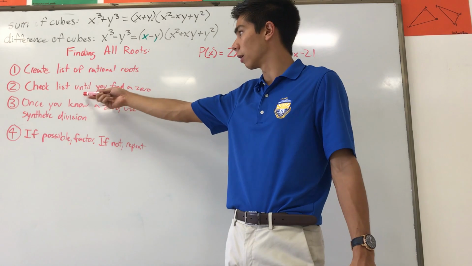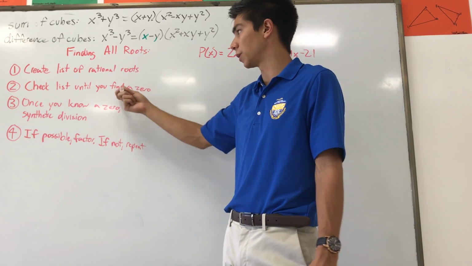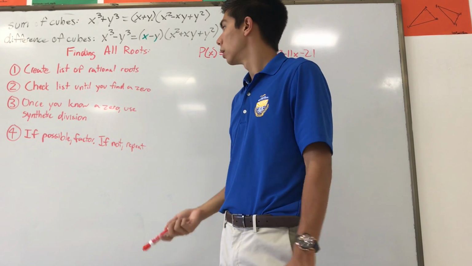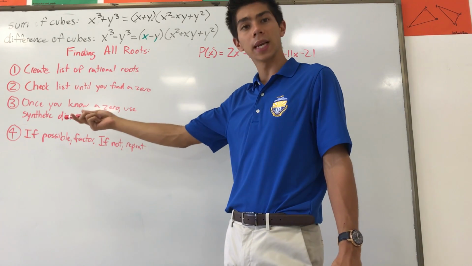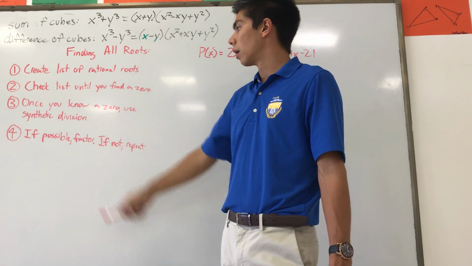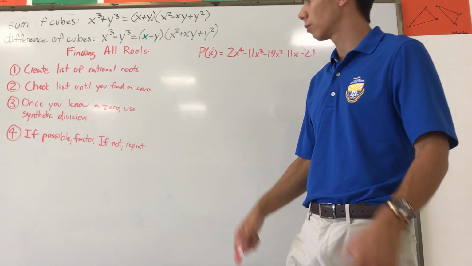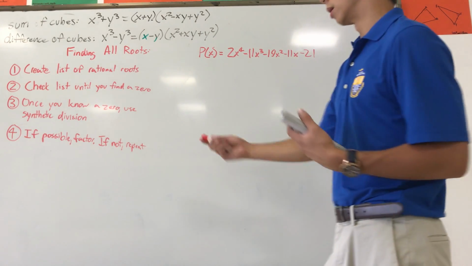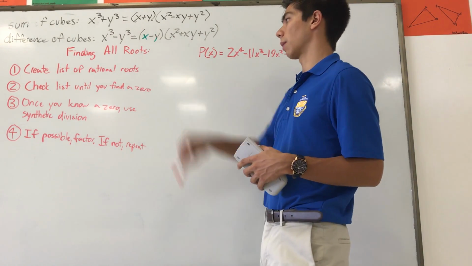Second, we're going to check our list of rational roots until we find a 0. We do that by guessing and checking. Third, once we know a 0, we're going to use synthetic division. And then finally, if it's possible, after the synthetic division, we'll try and factor. And if not, we're going to repeat the process from step 1 again.